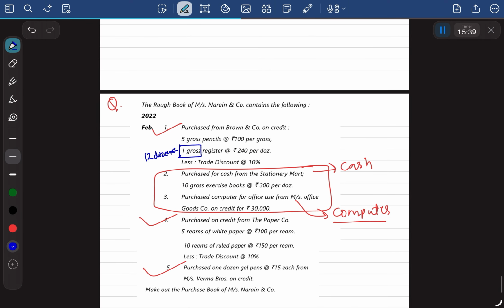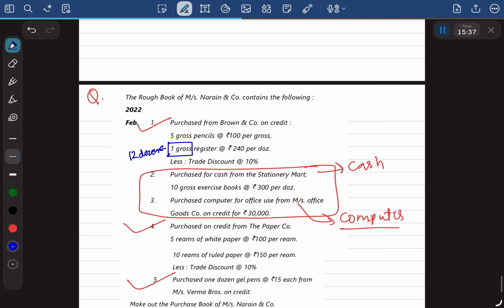So I should write here, I can do two things. I can write 12 dozen at the rate 240 per dozen, or I can write 1 gross at the rate 240 multiplied by 12. I can do both things. So it's calculating.